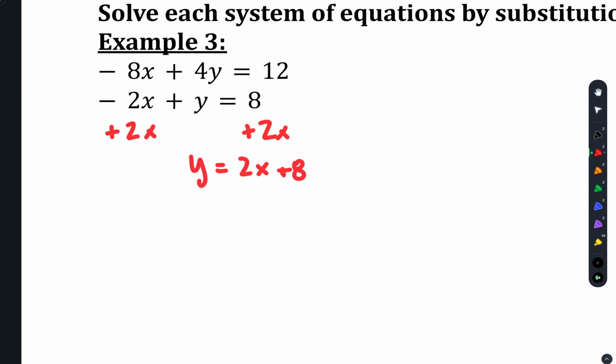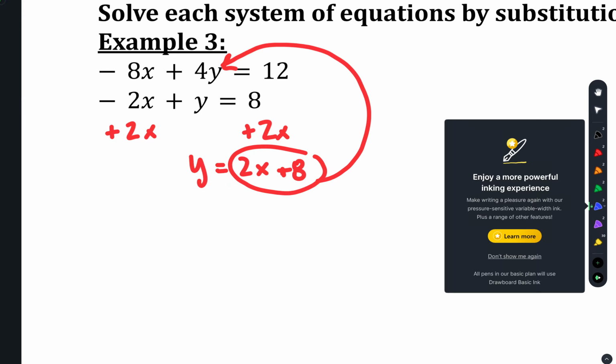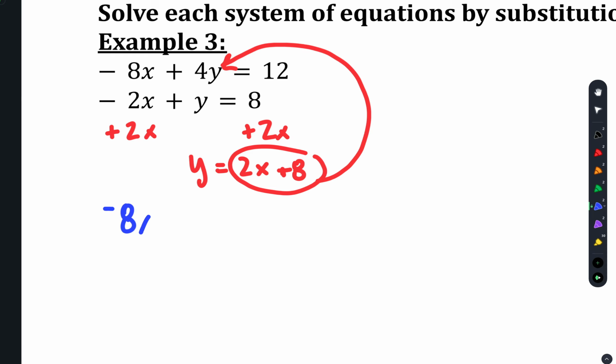Now I'm going to take 2x plus 8. I'm going to plug it in to my other equation for y. Remember, when I'm plugging stuff in, I should only ever have one type of variable per problem. So I'm getting rid of the y. I'm replacing it with 2x plus 8.